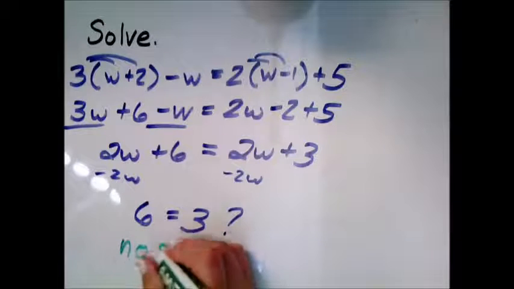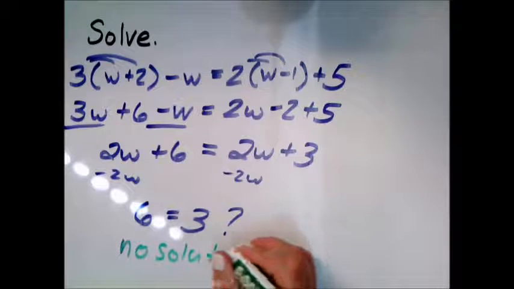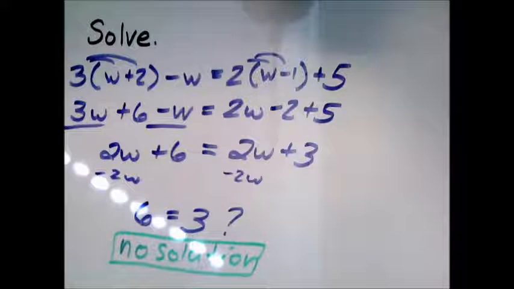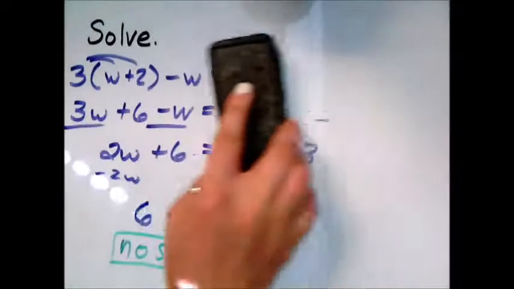So this is how you can tell if you get something that's not true, that this equation from the beginning had no solution. You can't tell till you get a few steps in, but we can see, well, 6 definitely doesn't equal 3. So if you get something that's not true, it has no solution. All right, then let's see the other option that can happen here.